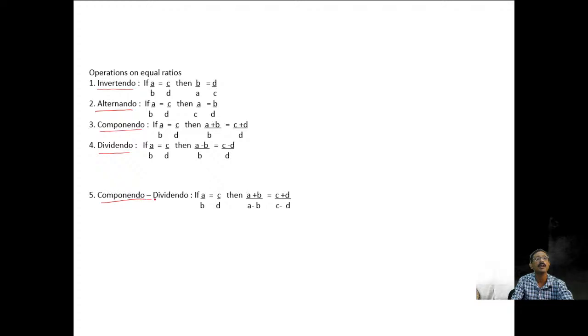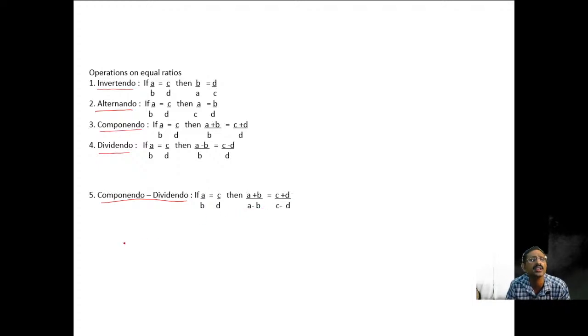What does componendo and dividendo tell me? If A upon B is equal to C upon D, then A plus B upon A minus B is equal to C plus D upon C minus D. Look at componendo and dividendo. This is componendo plus dividendo with us. So here we have componendo, dividendo. That means we are using componendo and dividendo together. So in componendo and dividendo, we do componendo as well as dividendo.